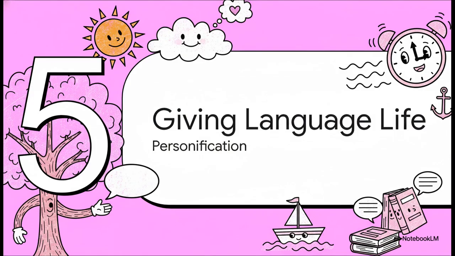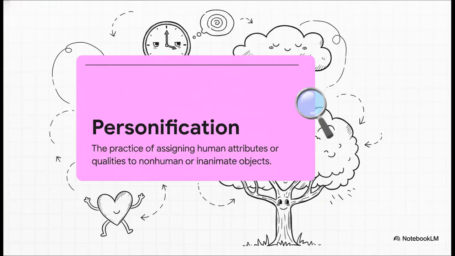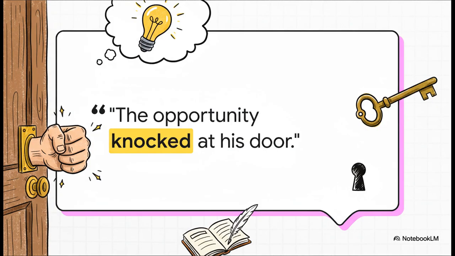All right, we've reached our final tool, and this one is all about pure imagination. It's about taking the world around us, the non-human parts, and giving them a little spark of life. And this technique is called personification. We're basically taking an object, or even an idea, and we're talking about it as if it could think or feel or act like a person. Now, obviously, an opportunity doesn't have a hand to knock on a door with. But this phrase creates such a clear, powerful mental image. It makes this abstract concept of a chance feel real, urgent, and like something you need to act on right now.